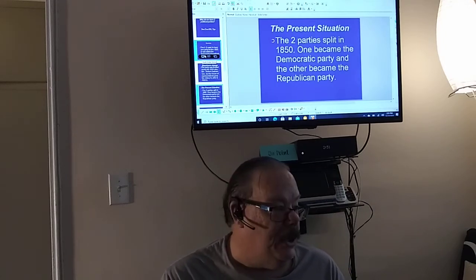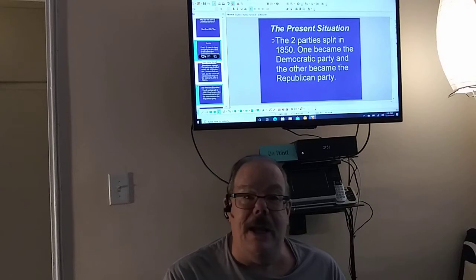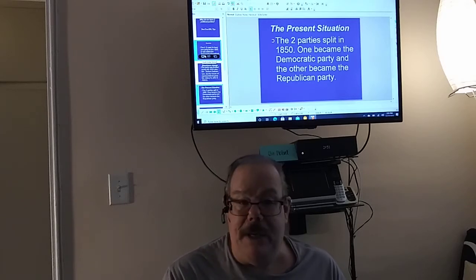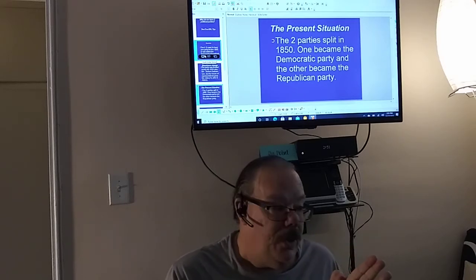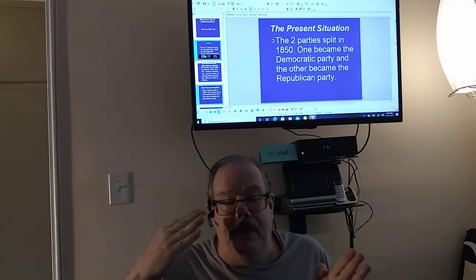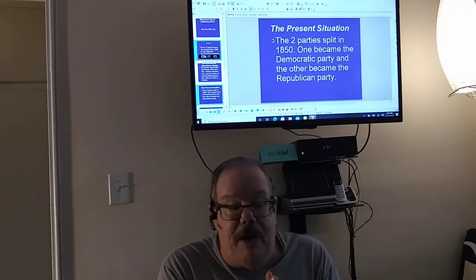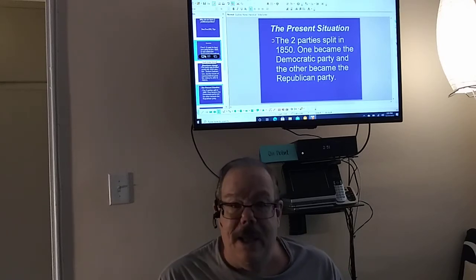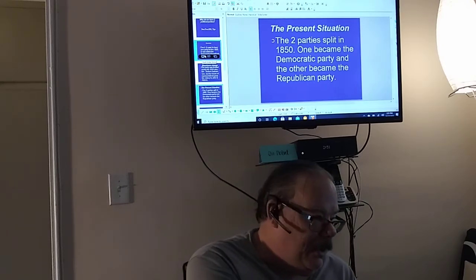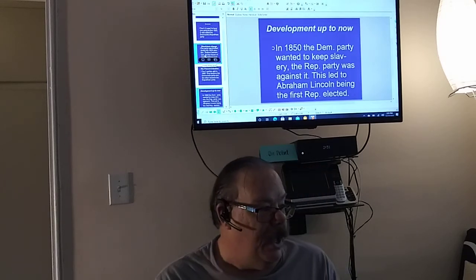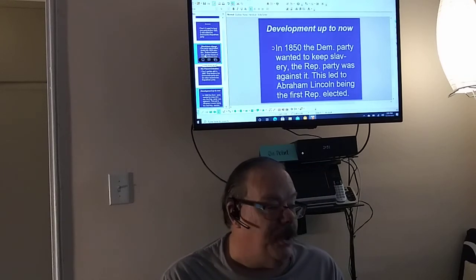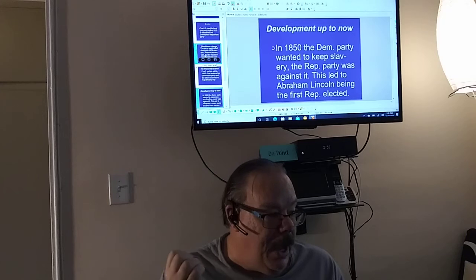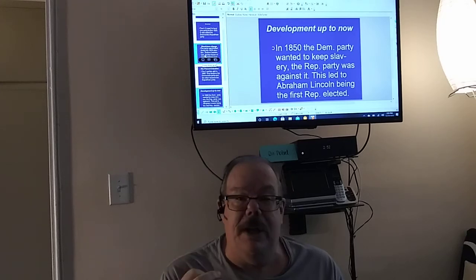And the present situation. The two parties split in 1850. One became the Democratic Party, and the other became the Republican Party. So remember, the Democratic Republicans split into two parties. Why did they do this? You're going to find out. The Democratic Party wanted to keep slavery. The Republican Party was against it. This led to Abraham Lincoln being the first Republican elected.